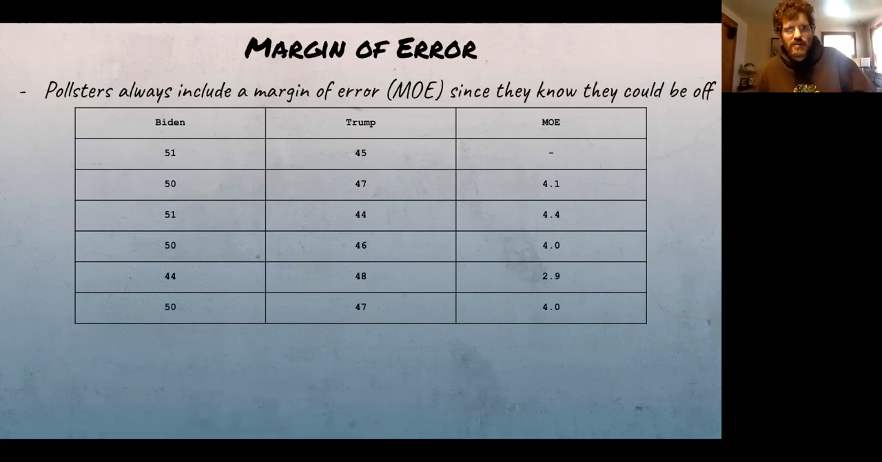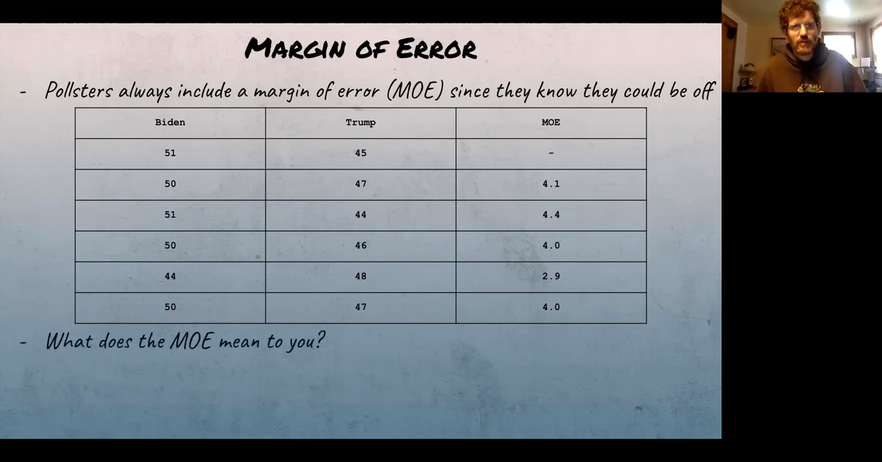Pollsters, when you look at polls, and I got this straight from Real Clear Politics again, always include a margin of error since they think they're capturing the true population proportion, but they know they probably aren't getting it exactly right. So they include a margin of error. The first one that was there didn't include its margin of error, but you can see what the other ones are like. So it probably falls in the same range, more or less. You can see 4.1, 4.4, and so on. So the question here is, what does this margin of error mean in relation to this poll?